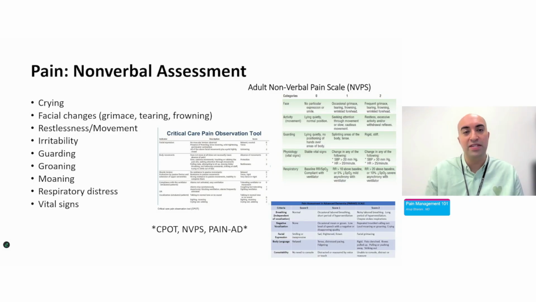But before we dive into that, recognize that some people may not be able to give you a history. Pain is incredibly difficult sometimes to categorize and obtain objective information around because of it being such a subjective experience, regardless of what you see in front of you. And so some tools you might be able to use and incorporate into your templates, incorporate into your handoffs. Some of these include the Adult Nonverbal Pain Scale, the Critical Care Pain Observation Tool, the PAINAD in patients living with dementia.